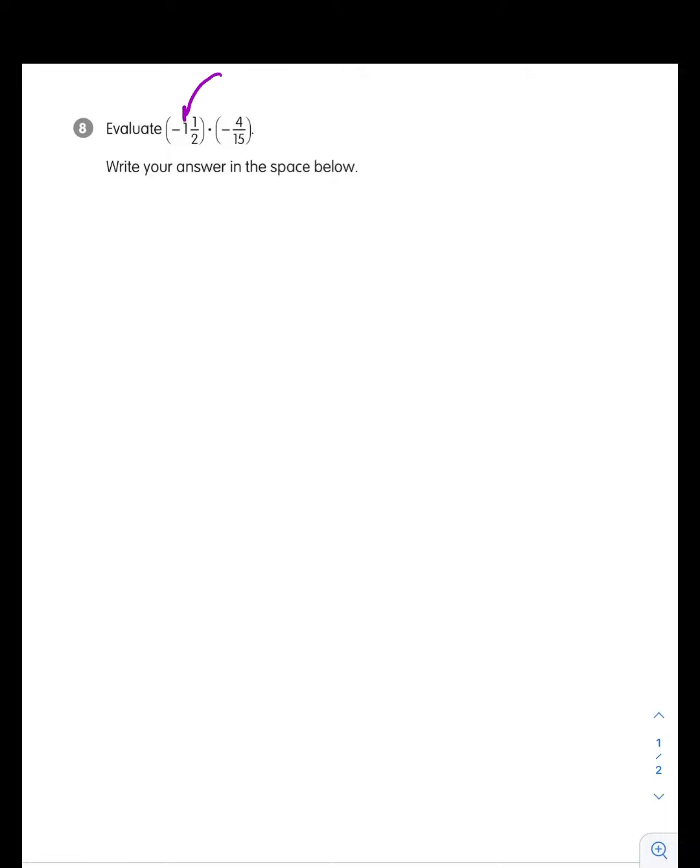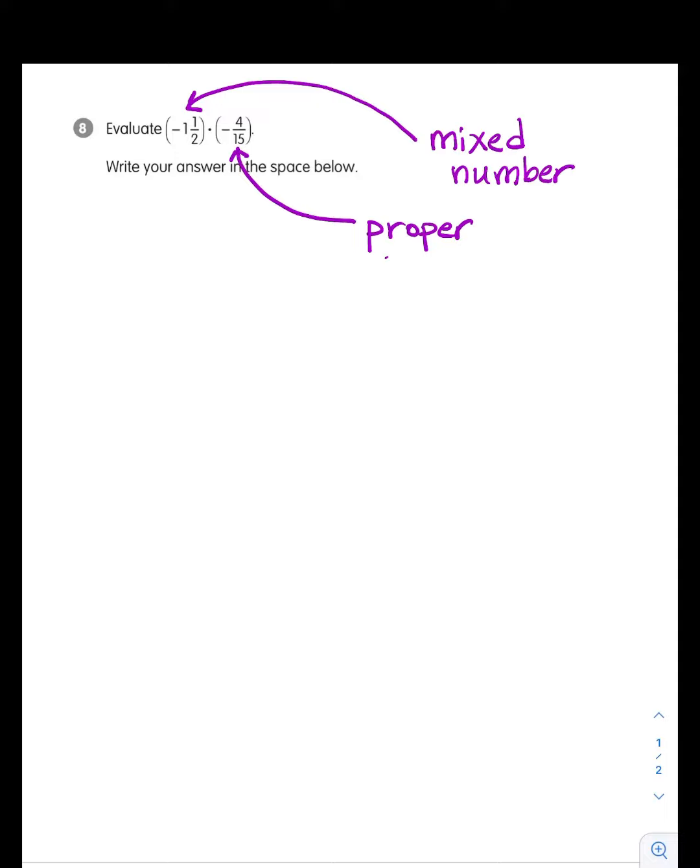This one right here, the first one, let's make it bigger. So this one right here, the first one, is a mixed number, right? Do you remember what mixed number means? There's a whole with a proper fraction. The second one right here is a proper fraction. So I hope you remember this. You have to know this. This is part of the basics of being a math genius in 7th grade.